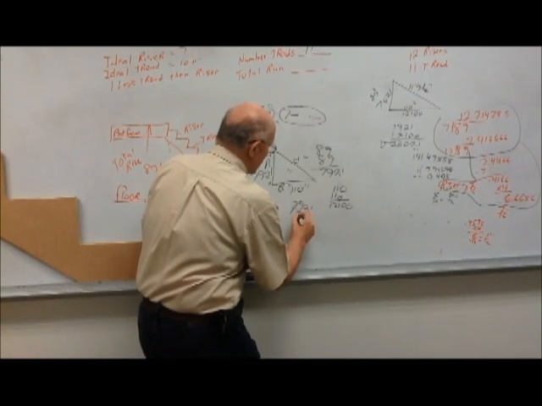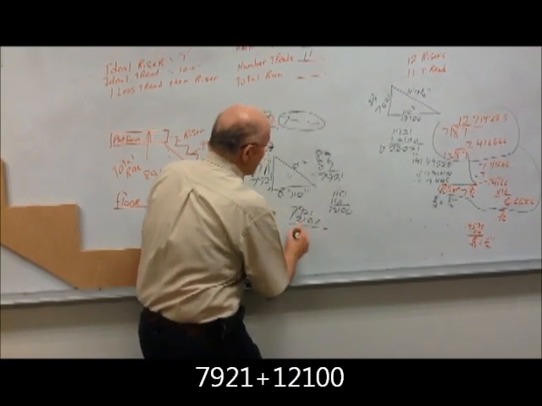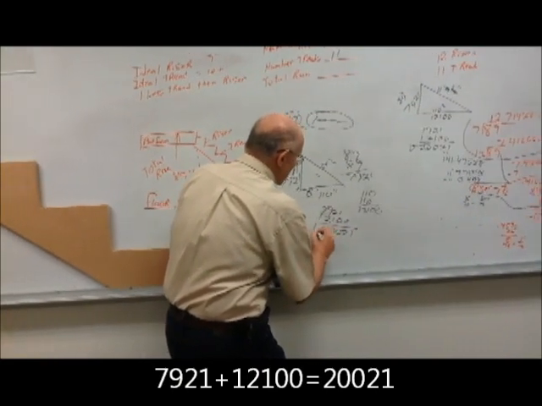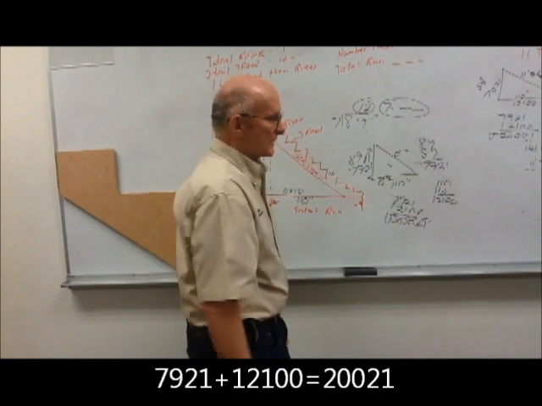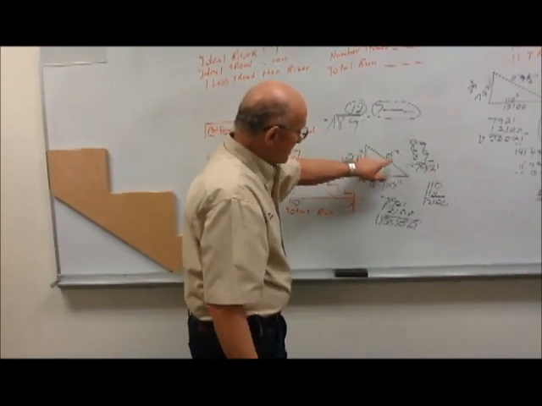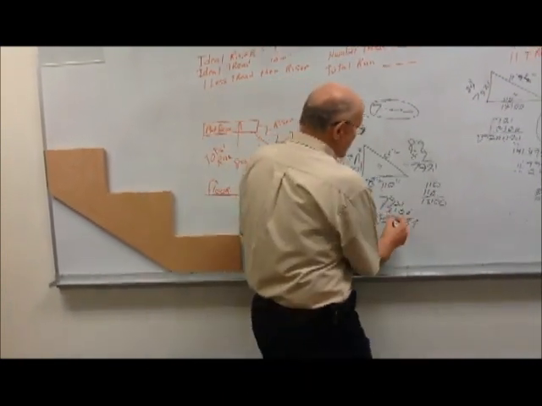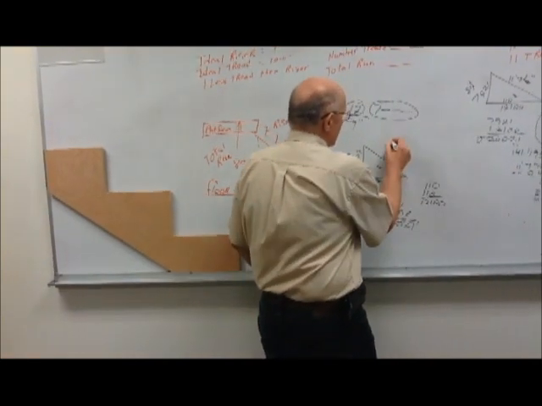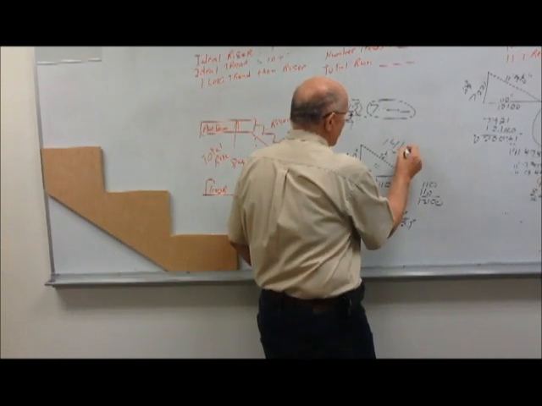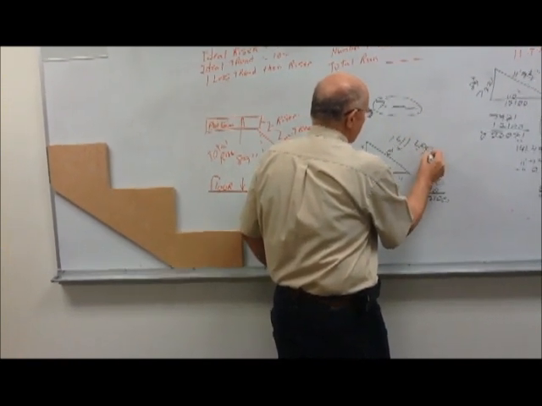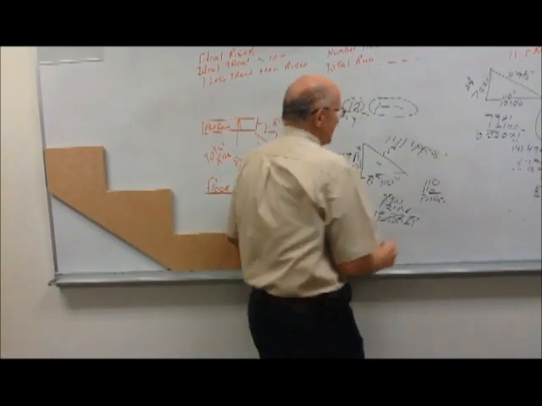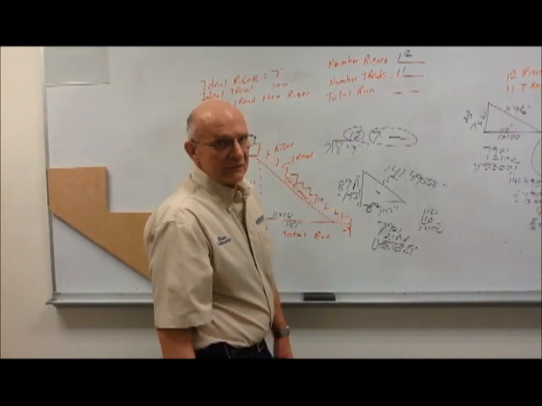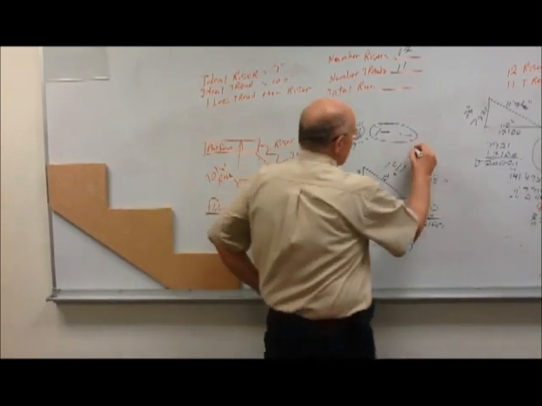And when I add my 7921 and my 12100, I come out with 20021, and then I take the square root of that to get this length here. Remember, this is c squared. So when I hit the square root of that, it comes out to 141.49558 inches.